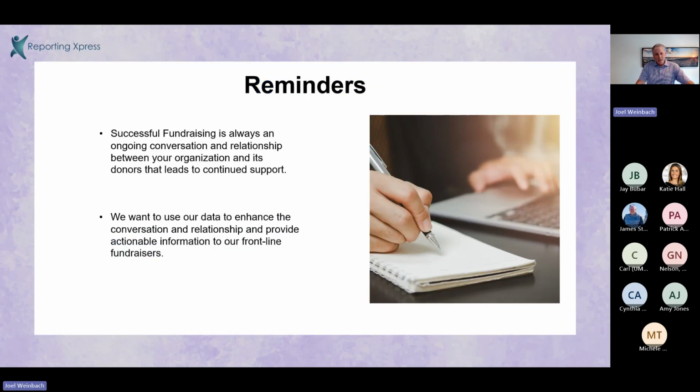That's a good reminder. Successful fundraising is really an ongoing conversation and relationship between your organization and its donors that leads to continued support. That should be your foundation. We want to use our data to enhance those conversations and the relationship and provide actionable information to the frontline fundraisers.